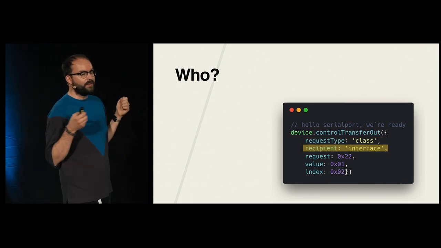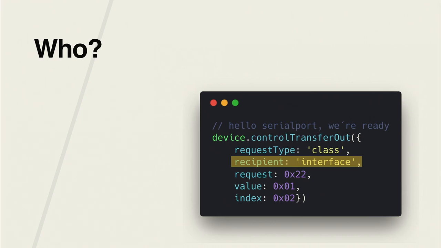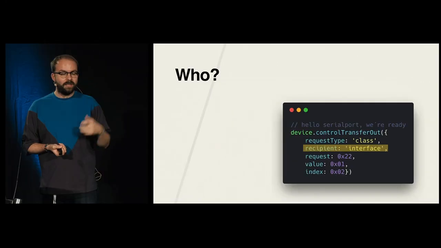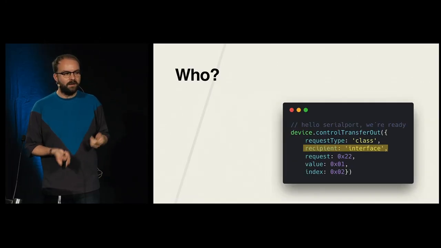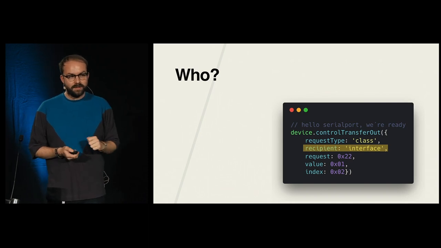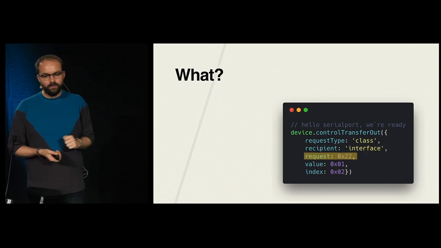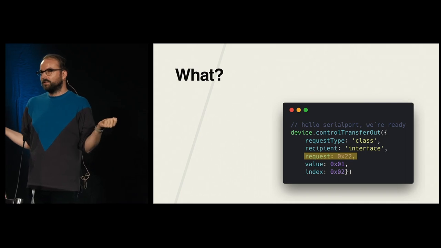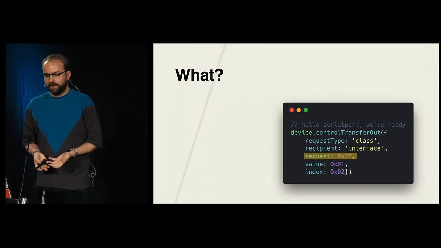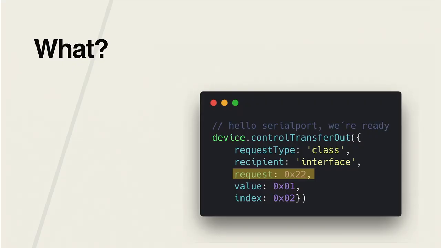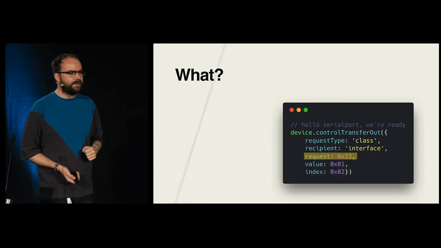Then we have to tell our WebUSB with whom we're going to talk. We're going to talk to an interface node. It could be an endpoint node as well, but we need to talk to the interface node in this example. Then we have to tell the device what we want to do: send a command, invoke a command. This one is just, please open up the serial port communication. That's usually represented by some hexadecimal numbers.